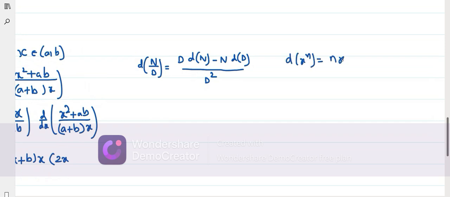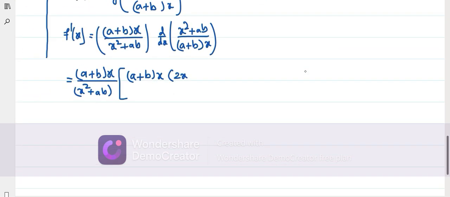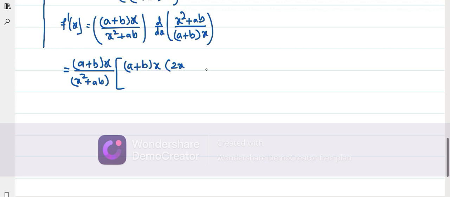It is n into x power n minus 1. So as a consequence, the differentiation of x square is 2x, plus, what is the differentiation of a into b? It is 0. A and b both are constants, and differentiation of a constant is 0. Okay. Denominator, derivative of numerator minus numerator.